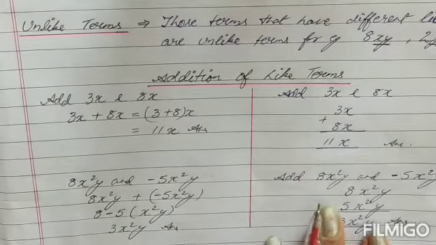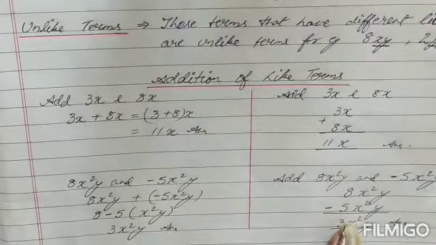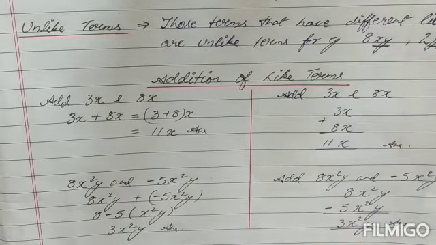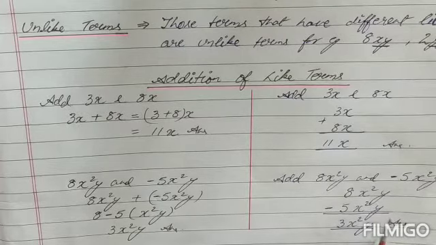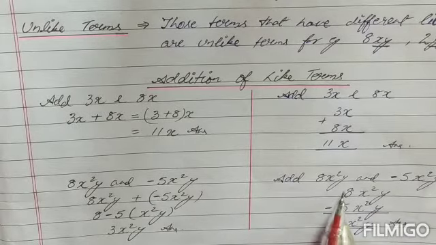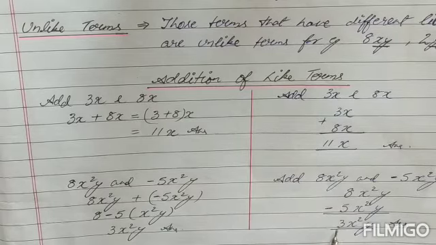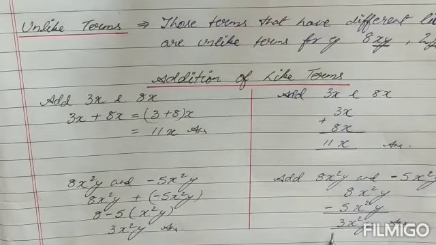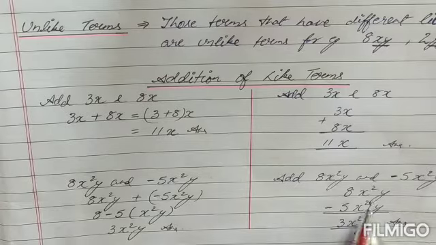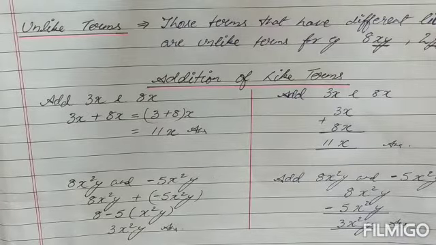You can also do the same question in this method, children, by writing it one below the other. See, I have written 8x square y and then I have written minus 5x square y. Now once again, plus minus is minus, so I have subtracted it, children. And the sign of the bigger integer, that is a plus, so we don't write a plus. It is understood, children. No sign means it's understood to be a plus sign. And then x square y is written like that. So this is how you add the like terms.